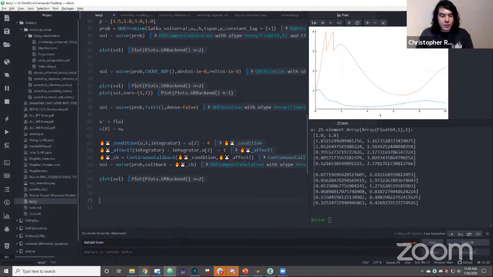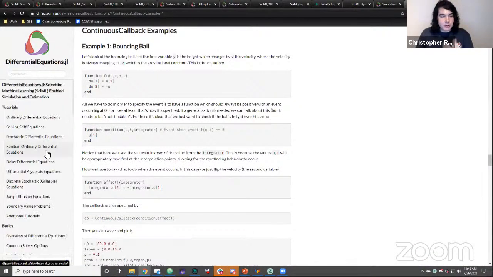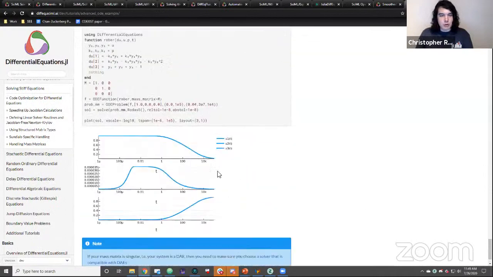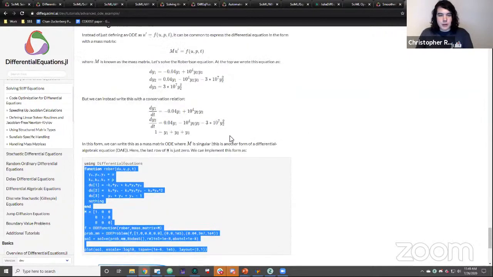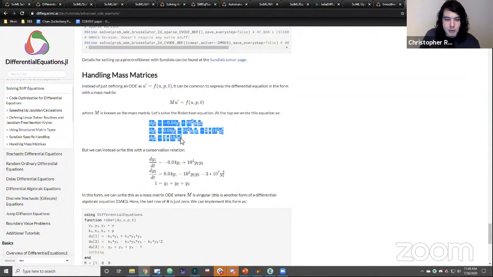Now, one of the last things I want to show in terms of this modeling is how do you solve a differential algebraic equation, or these equations with constraints. I'm actually going to pull this directly from the documentation. So let me just walk through this example here. So for the Rober equation, one way of specifying it is as this ODE, but another way of specifying it is dy dt satisfies this equation, and I have a conservation law.